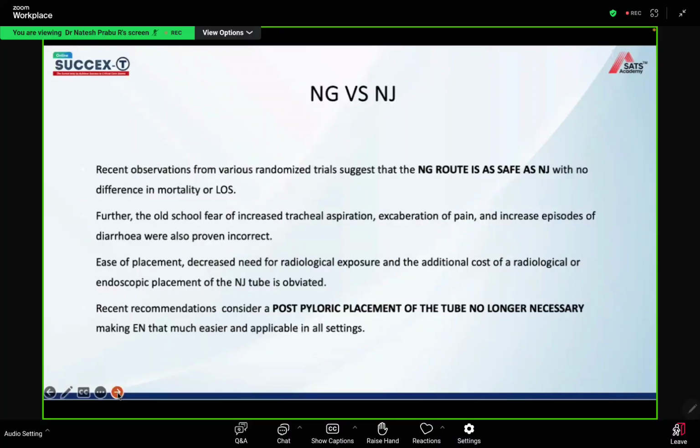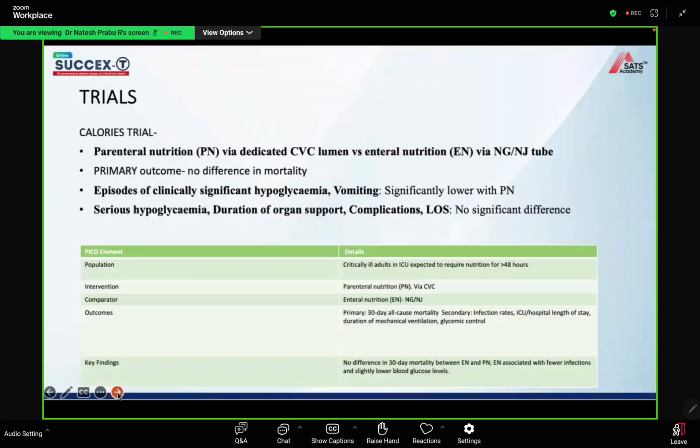So the debate of nasogastric versus nasojejunal feeding. The current observation is that nasogastric route is as safe as nasojejunal route. So currently, when there is a patient with nasogastric feeding and he develops some gastric distension or gastric intolerance or increase in the pain and trickle, probably aspiration risk is there. Then probably post-pyloric replacement of NJ can be done, which is almost equal to nasogastric feeding.